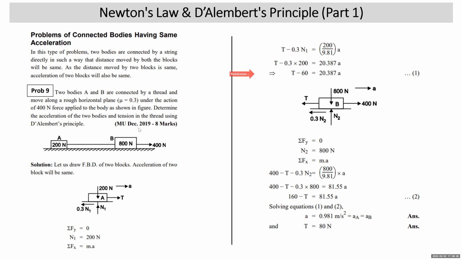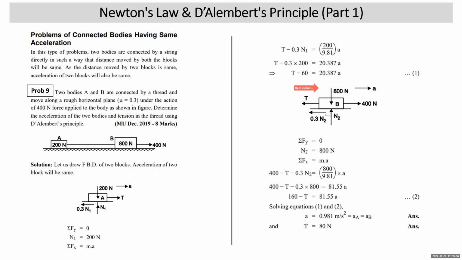Now we'll draw the free body diagram of block B. Weight is vertically down, 800 N, normal reaction N2, 400 Newton, and tension T away from it. The string is connected on the left hand side, so tension will be away, that means towards the left. Acceleration is to the right, motion is to the right, friction is to the left.